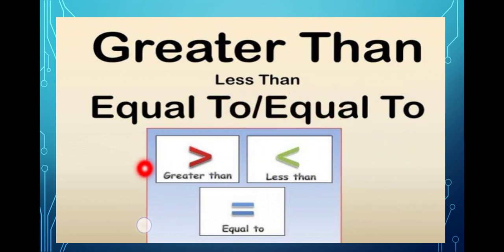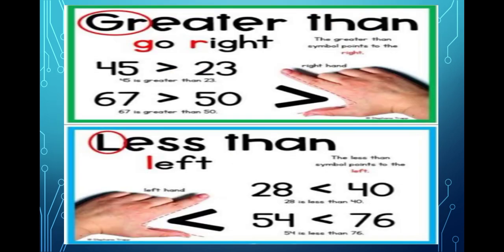The symbol for greater than is this one. This is the symbol for greater than, this is the symbol for less than, and this is the symbol of equal to. Right children, I hope it is clear to you. Now, let me explain in more detail about it.